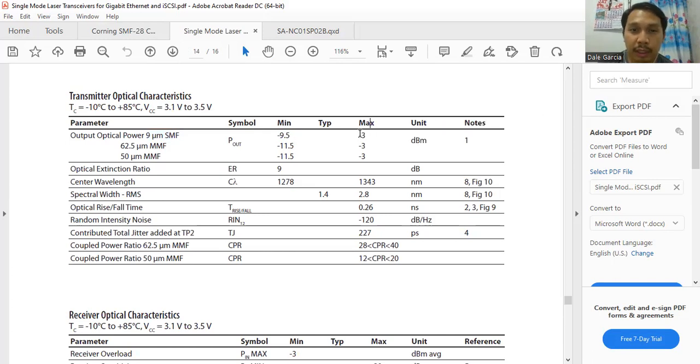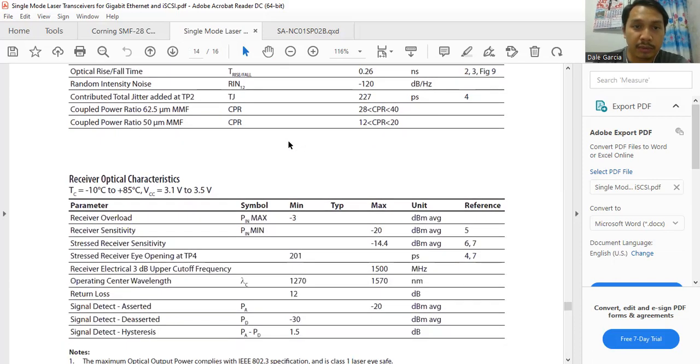Okay, dBm. The maximum is negative 3 dBm. So the maximum for any cable is negative 3 dBm. The minimum is the same for multimode. Multimode fiber has a 62.5 micrometer diameter, and the other is 50. They have the same minimum and maximum power output. So we can see in the specs the power output of our light source.